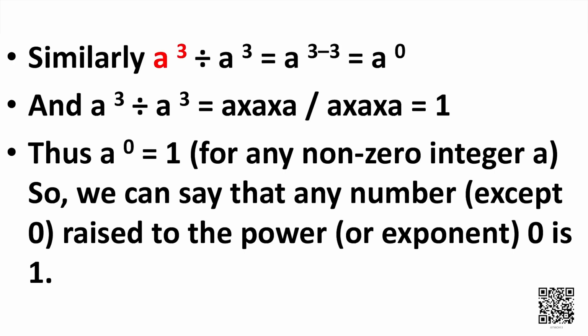Similarly students, if we take a to the power 3 divided by a to the power 3, we know that it will become a to the power 3 minus 3, which is equal to a to the power 0. And if we solve this, we can say that a multiplied 3 times divided by a multiplied 3 times is equal to 1. Thus, a to the power 0 is equal to 1. So students, for any non-zero integer a, any number except 0 raised to the power or exponent 0 is 1.